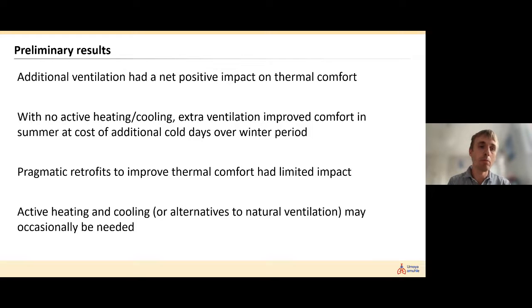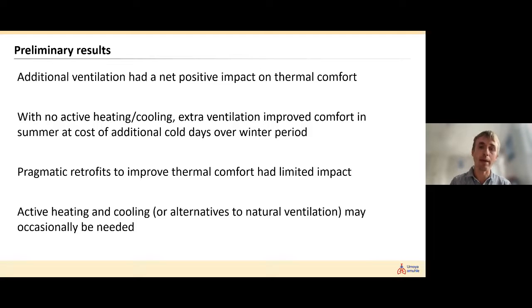Overall, in the modelling with no active heating or cooling, additional ventilation had a net positive impact on thermal comfort, and this comprised improved comfort over the summer months at a cost of additional cold winter days over the winter period. We found that pragmatic retrofits to improve thermal comfort had limited impact.